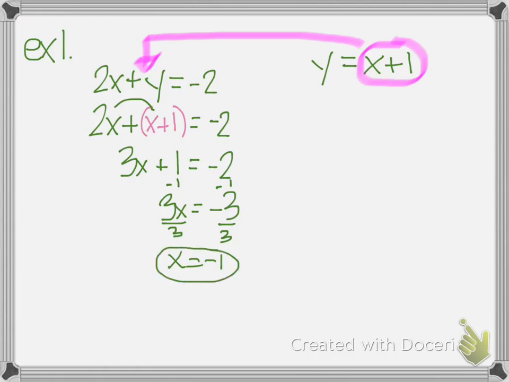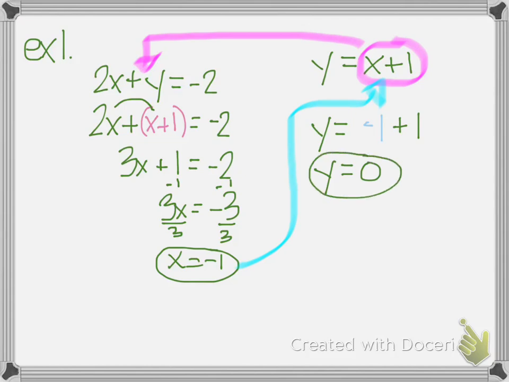Well, now that we know x is negative 1, we need to finish the problem by taking that x and plugging it into our other equation. We said y is equal to x plus 1. Well, instead of being x plus 1, I now have y equals negative 1 plus 1. So negative 1 plus 1 is 0, so y must be 0. My solution is negative 1 comma 0.